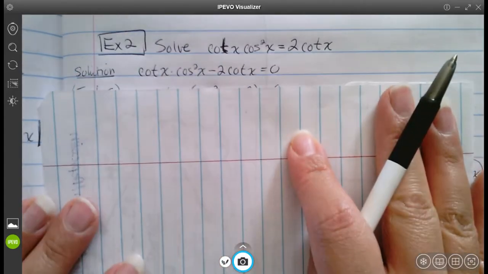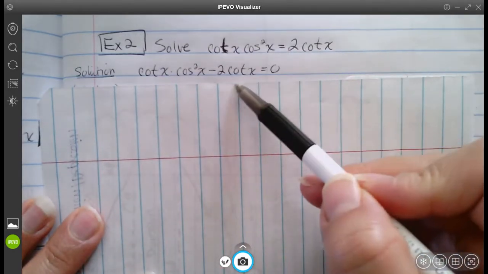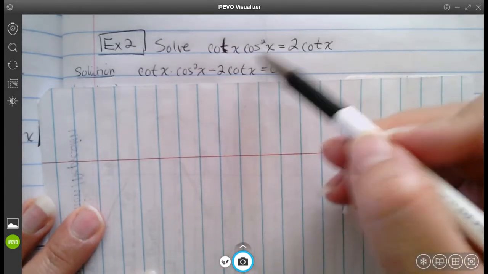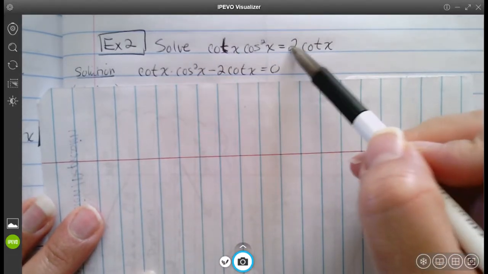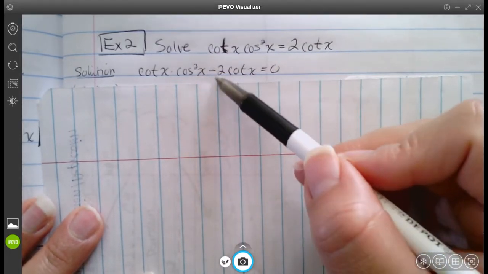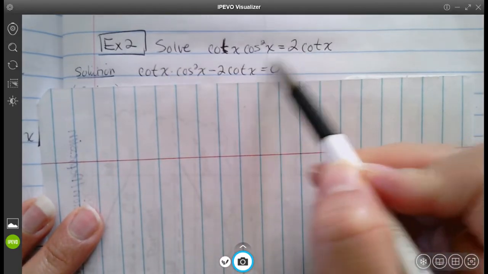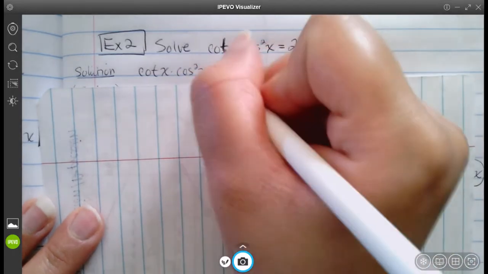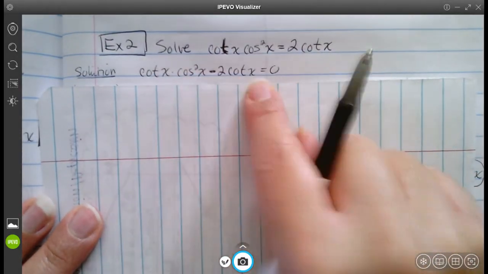The first thing you want to do, for this solution to be found, is move everything over to one side for this problem, because you can kind of see that we have some same items here that we can probably combine, okay, and maybe factor at some point. So we're going to move this 2 cotangent x over to the other side, which makes it negative. So it's kind of like subtracting from both sides, okay? So we're left with this.